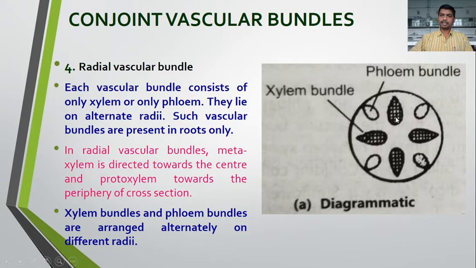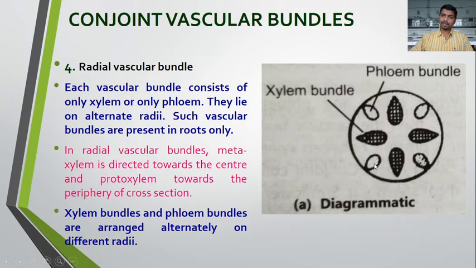So this vascular bundle consists of either xylem or phloem. Here it possesses xylem, then phloem, xylem, phloem, xylem, phloem. So the xylem and phloem lie on alternate radii. This vascular bundle contains only xylem, this contains only phloem. So this is the xylem bundle, this is the phloem bundle, and they are arranged on alternate radii.